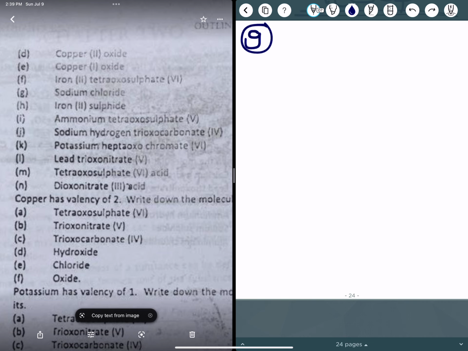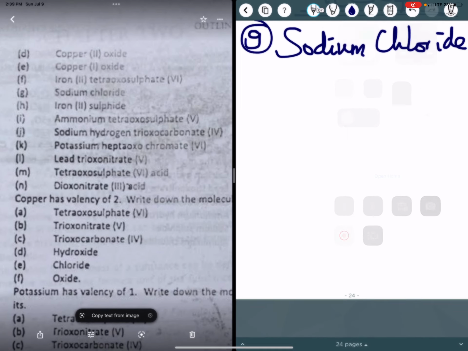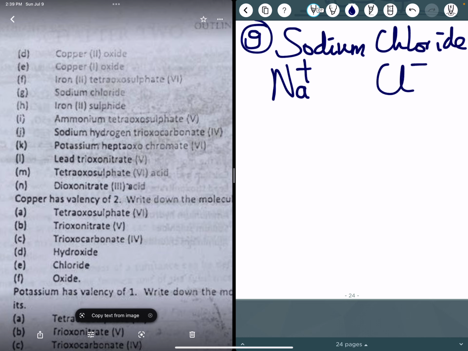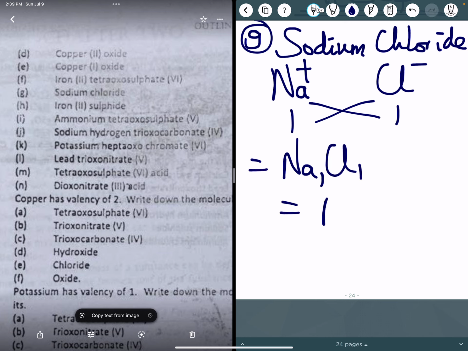Let's go to G. In G, the compound is sodium chloride. Sodium chloride here is made up of sodium ion Na+ and chloride ion Cl-, from charges which are +1 and -1 on each ion. I'll get their valencies, 1 and 1. I'll exchange valencies. So my compound is Na1Cl1. Because we don't write our 1, the molecular formula of sodium chloride is NaCl.